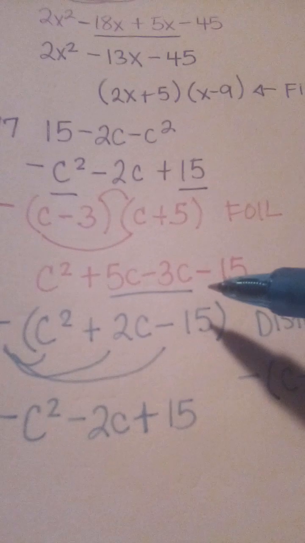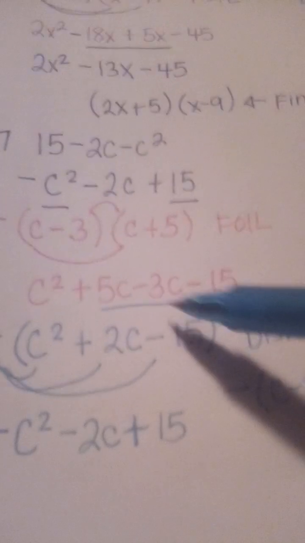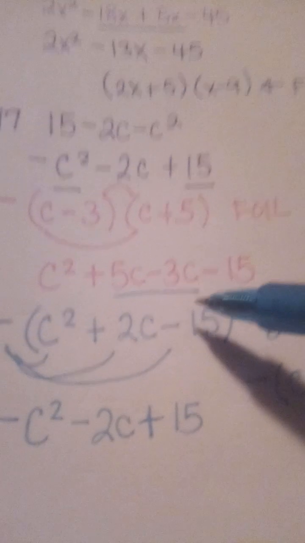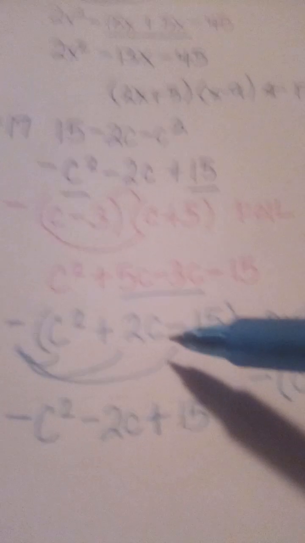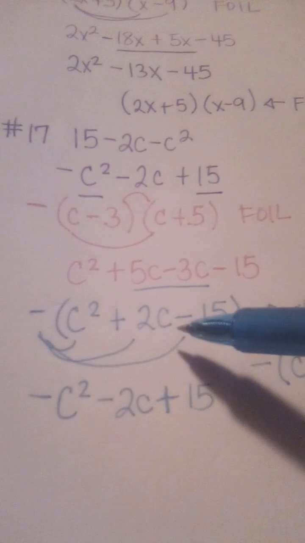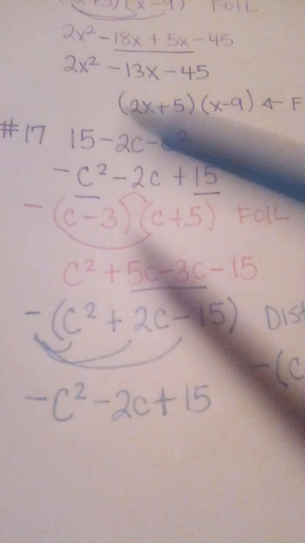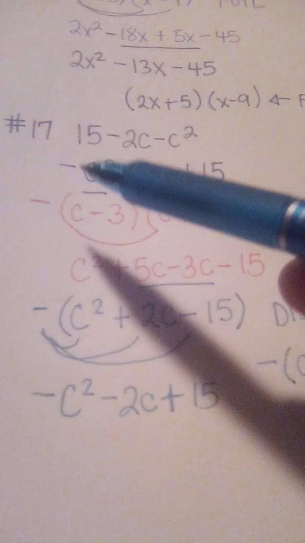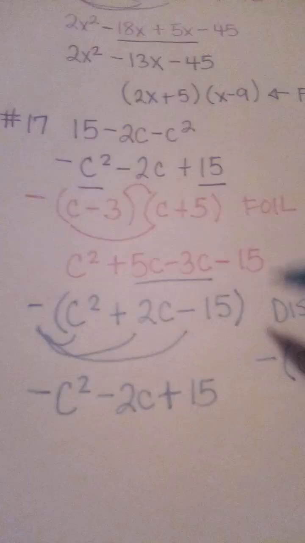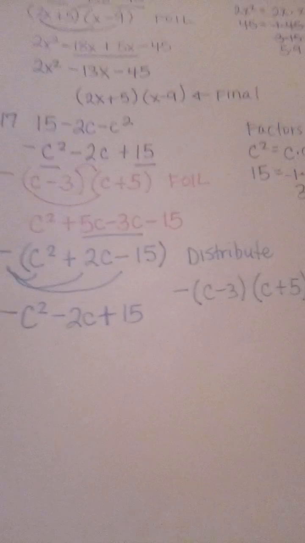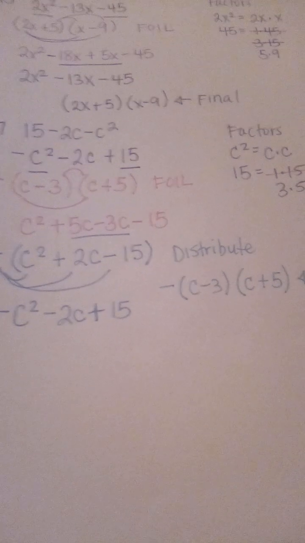Once you have completed the FOIL, you do the next step. Are there any combined like terms? Yes, there is, which is 5c minus 3c that gives us 2c. And then you put the rest into play. Then make sure that there is a negative in front of the first term. Put it outside the term and put the parentheses around it to distribute the problem. And then match the middle term, and you get the final answer.